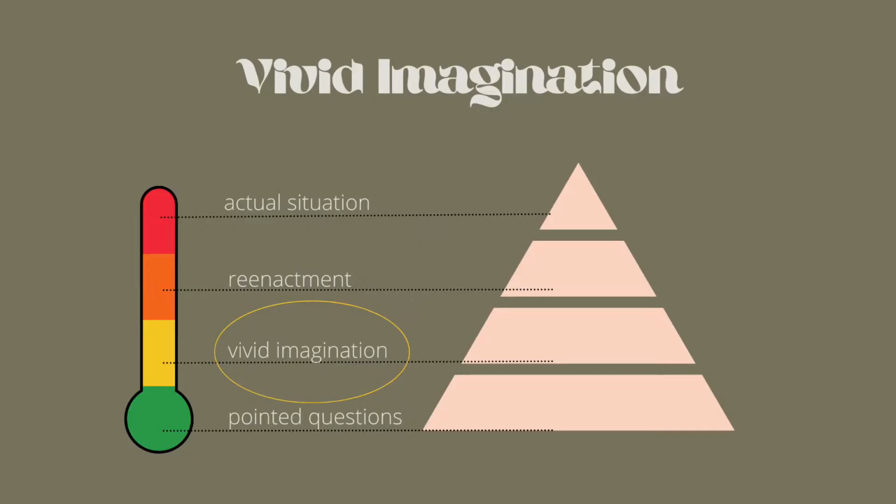Okay. So next on the pyramid is vivid imagination. It's one step above pointed questions in terms of exposure to the stressful stimuli. So this testing method entails having your client vividly imagine a future or past scenario. So let's say, for instance, you've been working with a client who has a lot of anxiety when they go to the supermarket during peak rush hours, like 3 p.m. to 5 p.m. They have a lot of anxiety when they go.